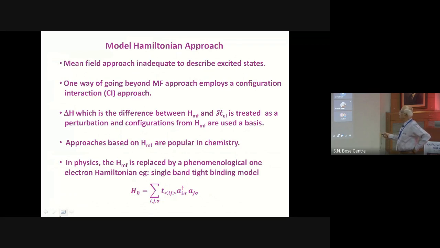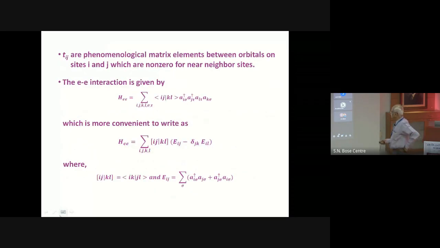Like I said, the mean field approach is inadequate to describe excited states, and I also discussed employing configuration interactions and perturbative approaches and so forth. Now let me go there. This is the next slide.